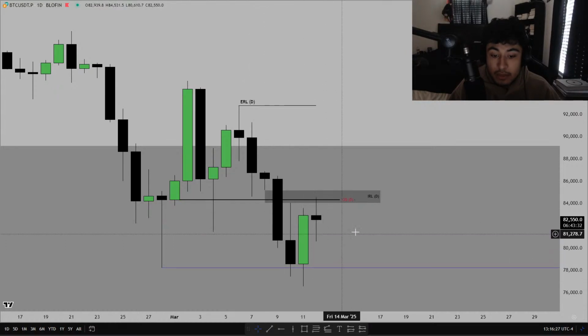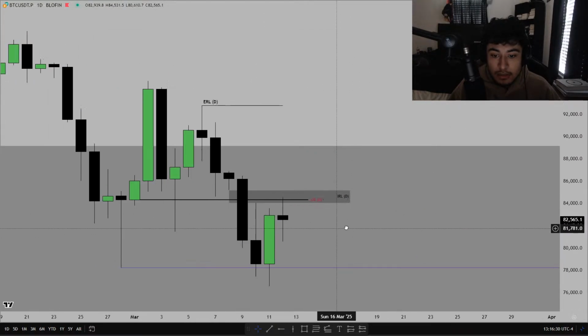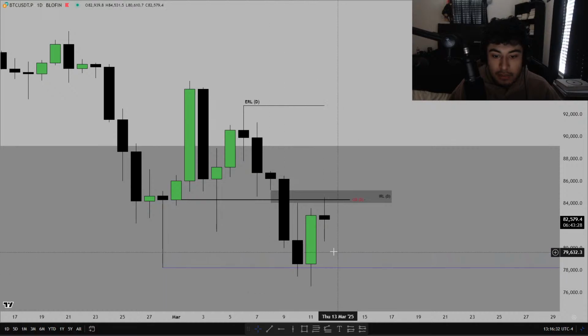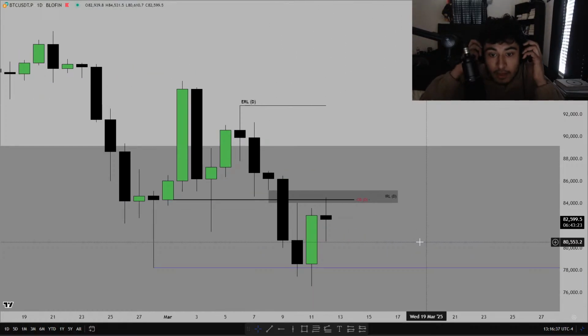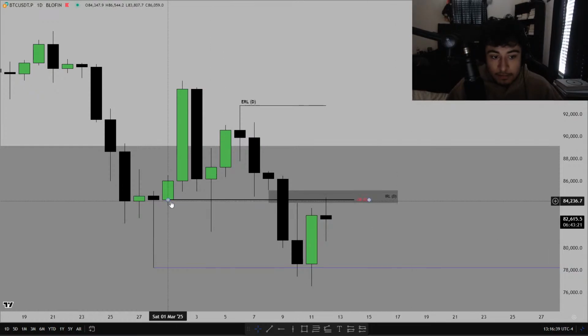We weren't unable to close below, which is a good indication, honestly. You don't ever want to see the market close below. If it does, then we are likely to continue to the downside there. And we have retested the order block here.